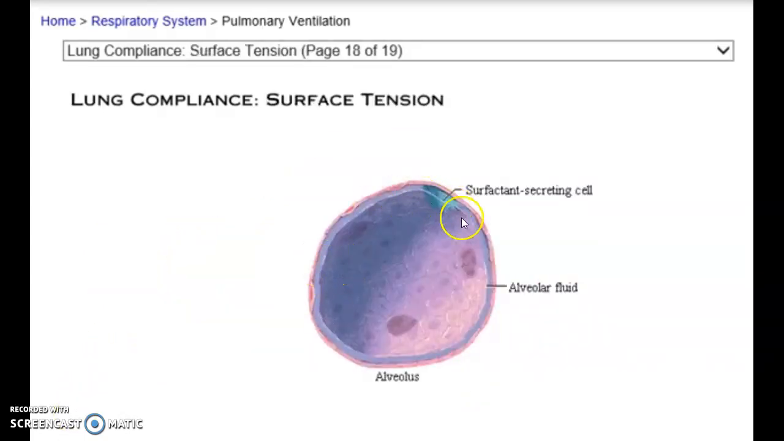Here we see a single alveolus out of the millions that we have. Again, we've got the epithelial cells inside, we have the alveolar macrophages that patrol it, but we've also got these surfactant secreting cells. Now notice we have this alveolar fluid, which is mostly water, but the surfactant secreting cells secrete a lipoprotein that breaks up those hydrogen bonds between the cells. So instead of totally collapsing, they only partially collapse when air leaves them, and they reinflate very easily.